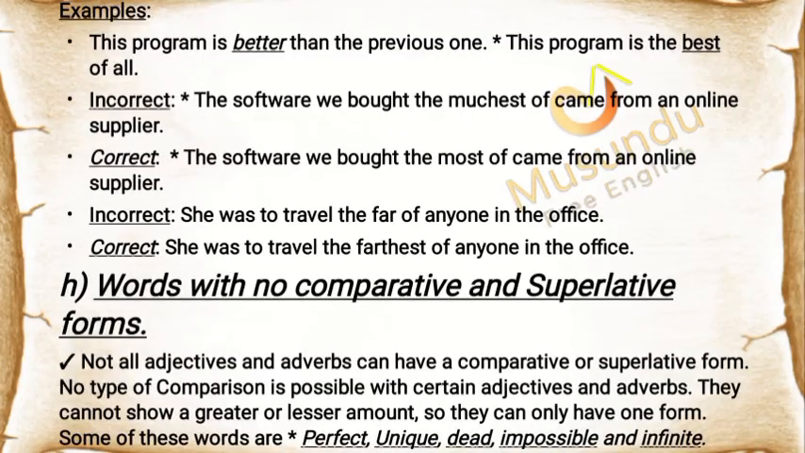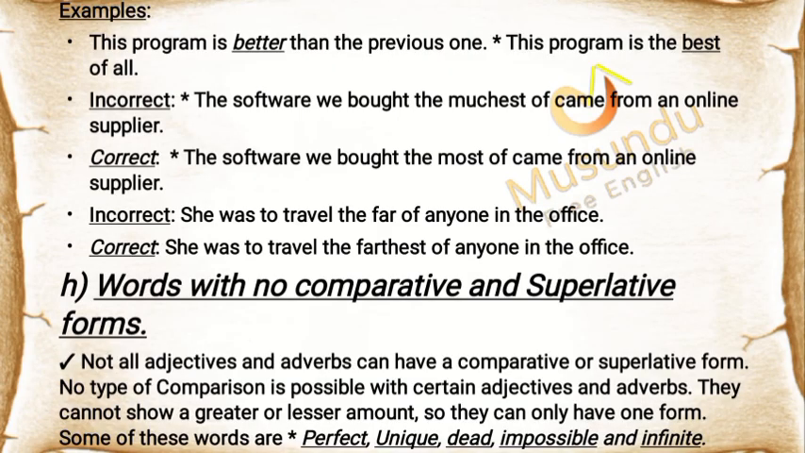Examples: this program is better than the previous one. This program is the best of all. Incorrect: the software we bought the muchest of came from an online supplier. Correct: the software we bought the most of came from an online supplier. Incorrect: she was to travel the far of anyone in the office. Correct: she was to travel the farthest of anyone in the office.